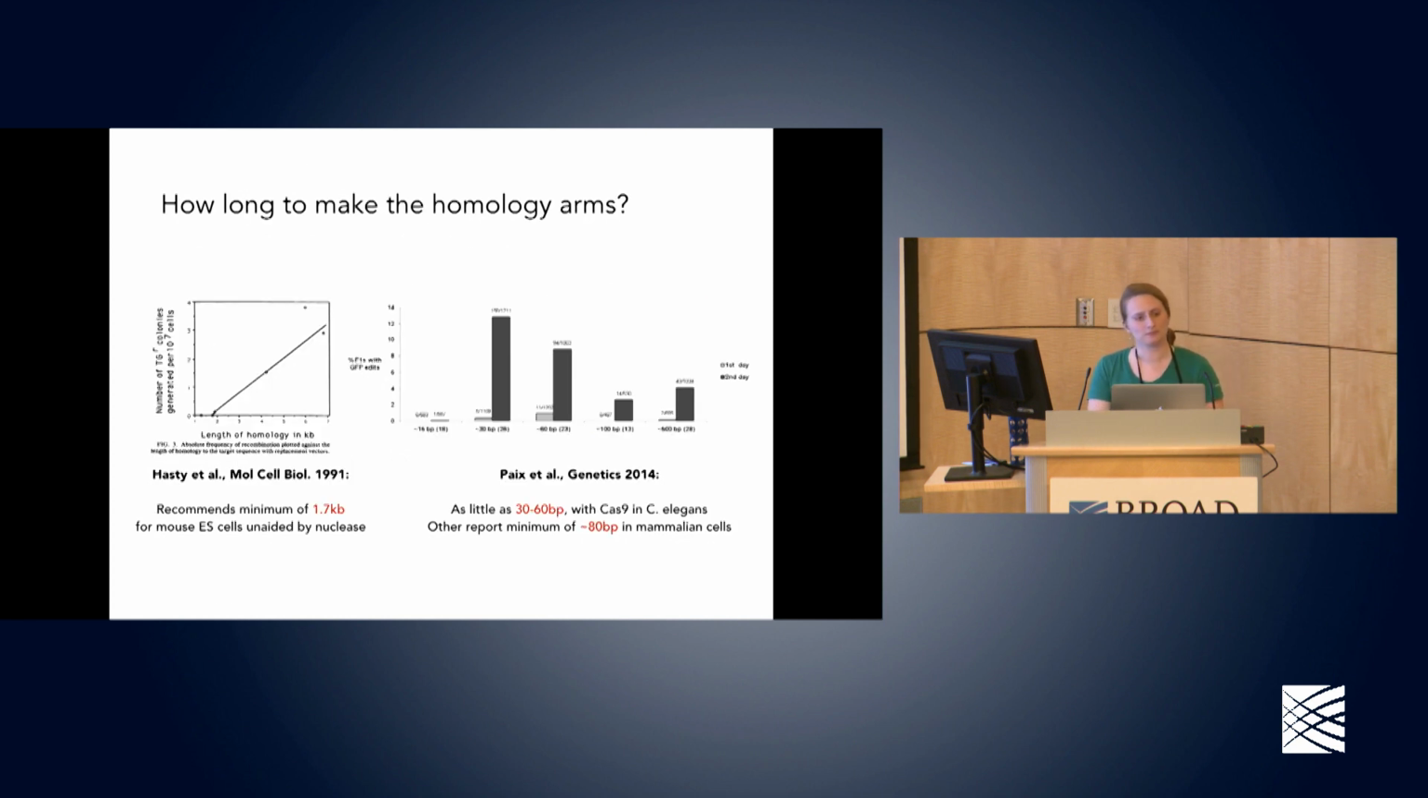A common question that people have is how long to make the homology arms. Shown here are a few pieces of information, but ultimately it's good to research the literature and see what others have done. Short homology arms can be done. Some report a minimum of 80 base pairs in mammalian cells, whereas other papers have reported really long homology arms. So again, playing with this size, this is kind of a ballpark of the size of homology arms to work with when doing HDR.